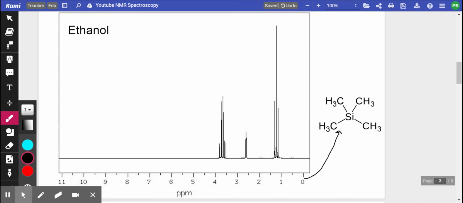Now, what is the scale at the bottom? The scale at the bottom is ppm, parts per million. So if it says 1 in the scale, it means you need 1/millionth the strength of the magnetic field less than tetramethylsilane. Now, why do we have this difference?